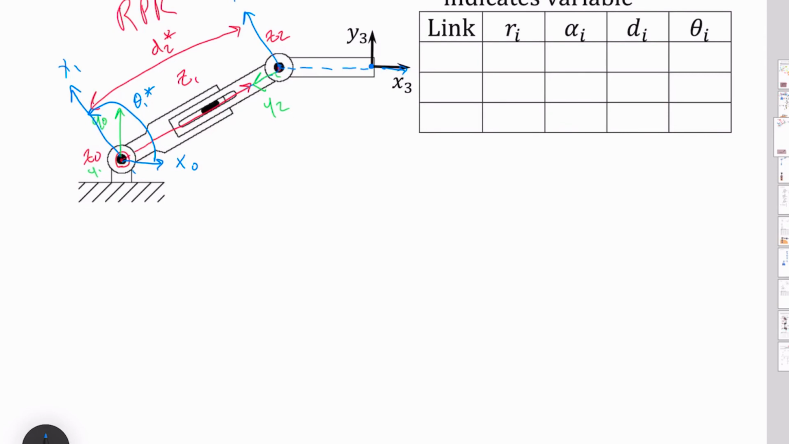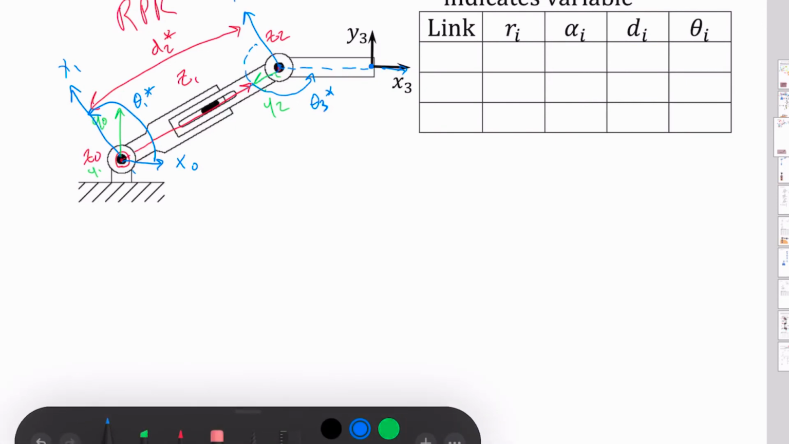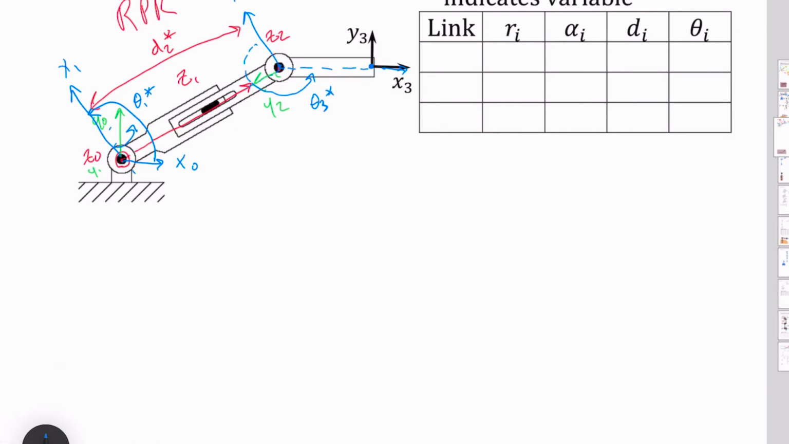And then I also have a theta 3 star here. And now we need to think about my alpha values. So my alpha is the twist about my x1 to go from z0 to z1. And that value here, I'm doing a rotation of 90 degrees for my alpha 1.